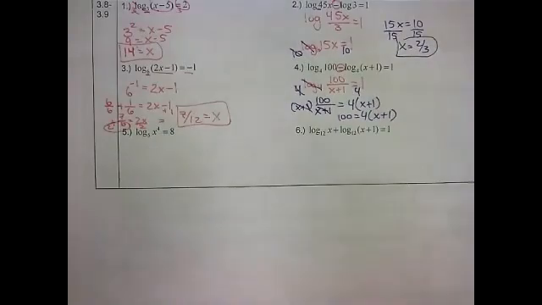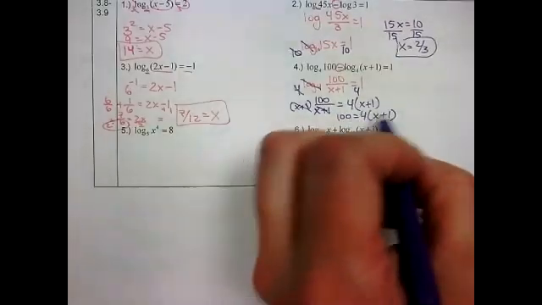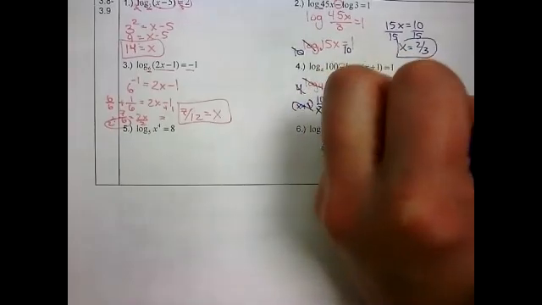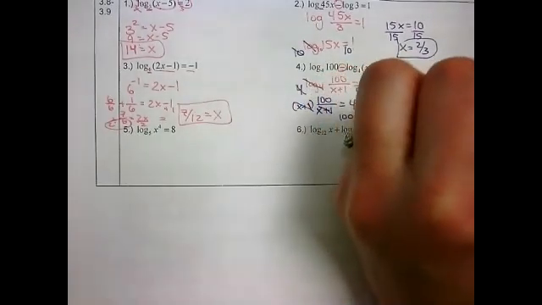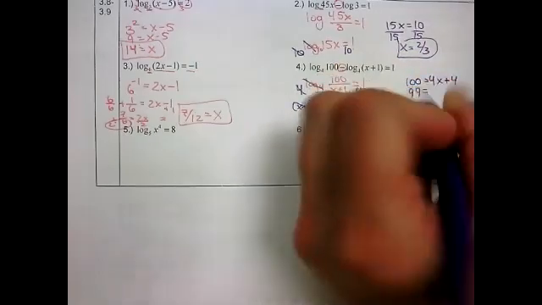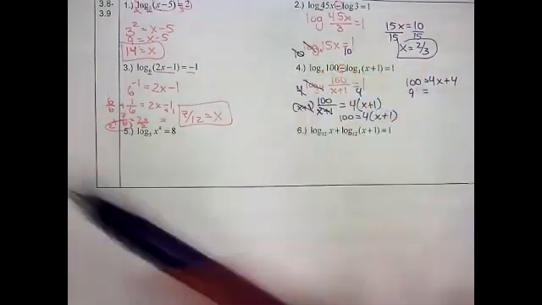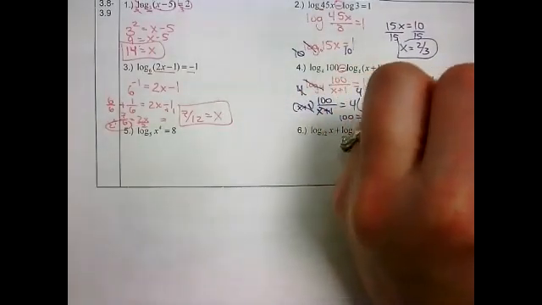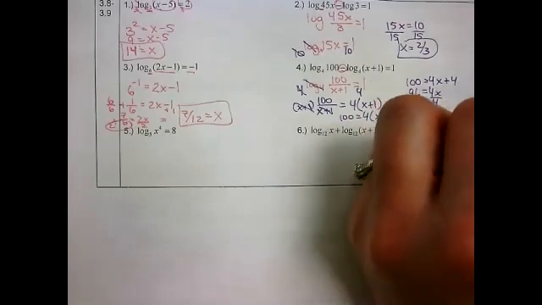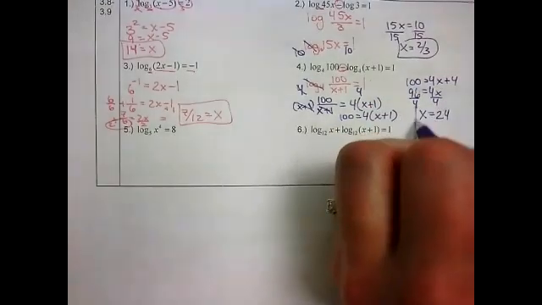And I could multiply it out if I want to. I don't have to. Whichever you prefer. So I'm just going to say 100 equals 4x plus 4. Subtract 4 from both sides, and I get not 99, I get 96 equals 4x. Divide by 4, and I get x equals 24.